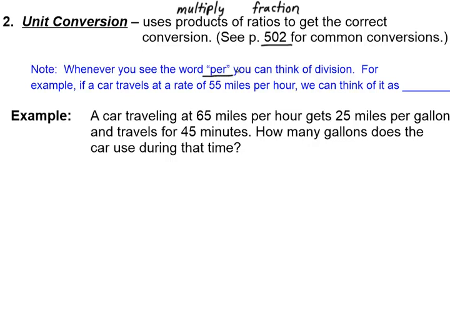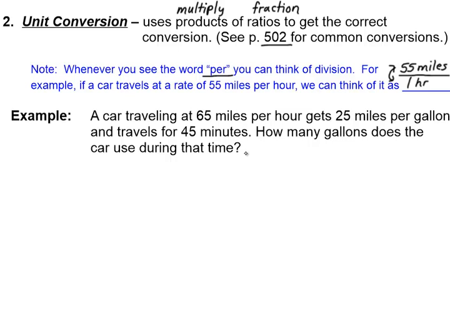So if a car travels at a rate of 55 miles per hour, we could think of it as 55 miles per hour. Now, here's something that you need to know. It's pretty important. You can also flip those things around. You can write 1 hour over 55 miles. It doesn't matter, okay? Allowing us to flip a fraction like that is going to be really, really important when we do our multiplying, okay? And it's going to show up in this problem.